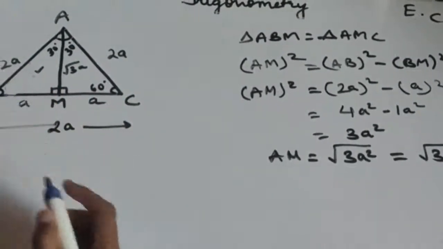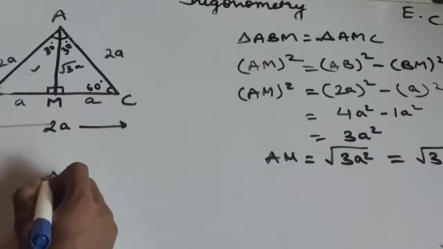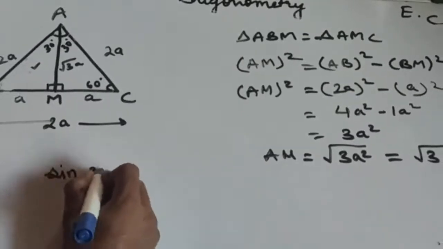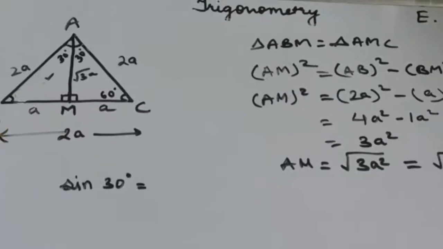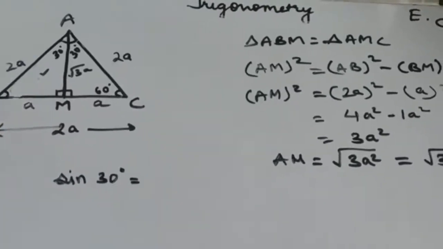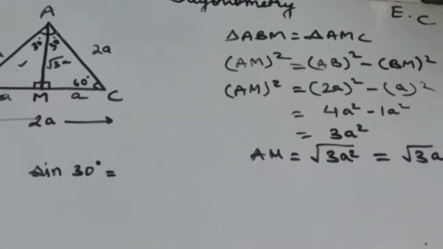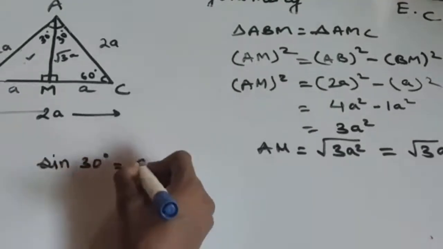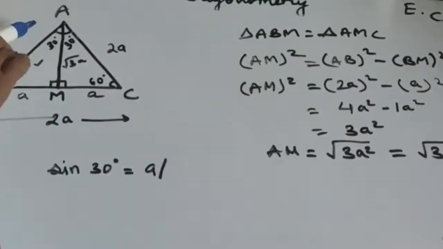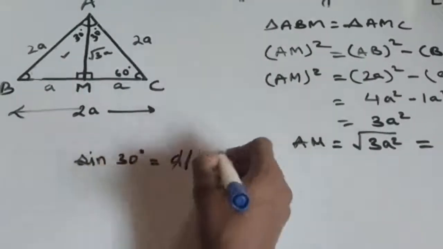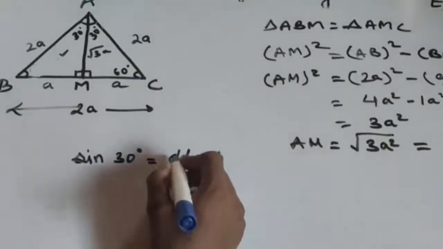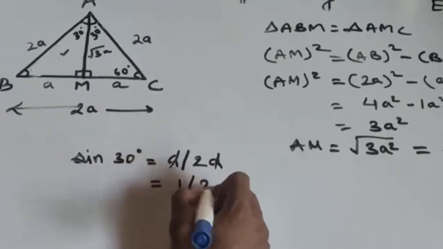Angle A. So first of all, sine 30 degree will be opposite side upon hypotenuse. With respect to the 30 degree angle, the opposite side is BM, which has value A, and the hypotenuse is side AB with value 2A. So here A gets cancelled, and what remains is 1 upon 2.